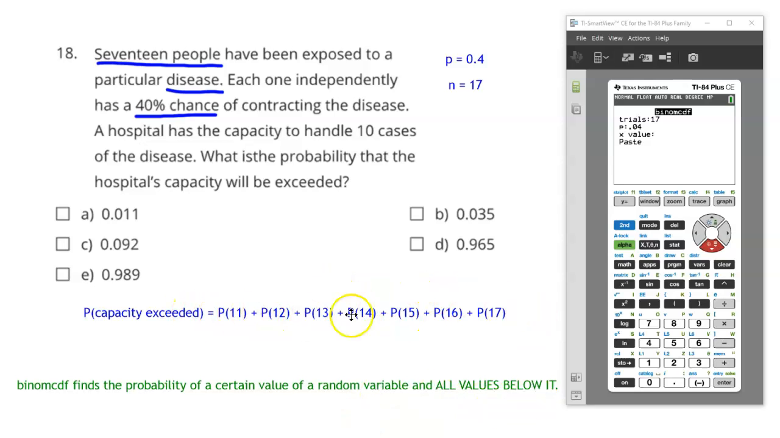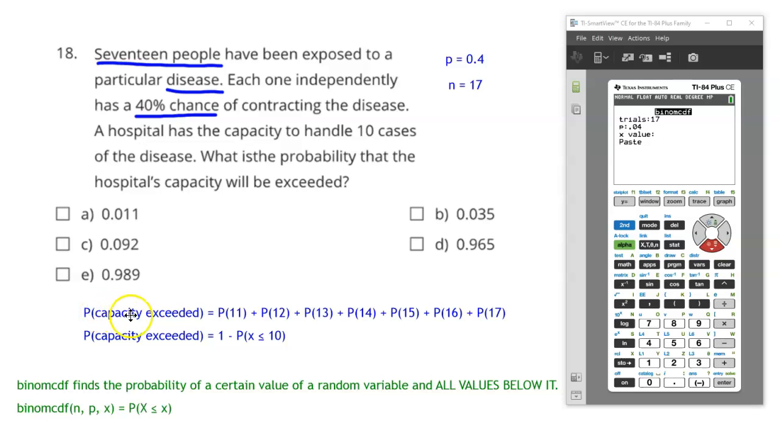So binomial CDF finds the probability of a certain value of a random variable and all values below it. This looks like I'm going upwards. However, I can rewrite this so that I can use it for binomial CDF. Another interpretation of binomial CDF is this. The formula binom CDF n, p, and x gives you the probability that the random variable is less than or equal to that value of x that you used. So, I don't have a less than or equal to here, but I can rewrite it as a less than or equal to by using the trick I used before, the complements rule.